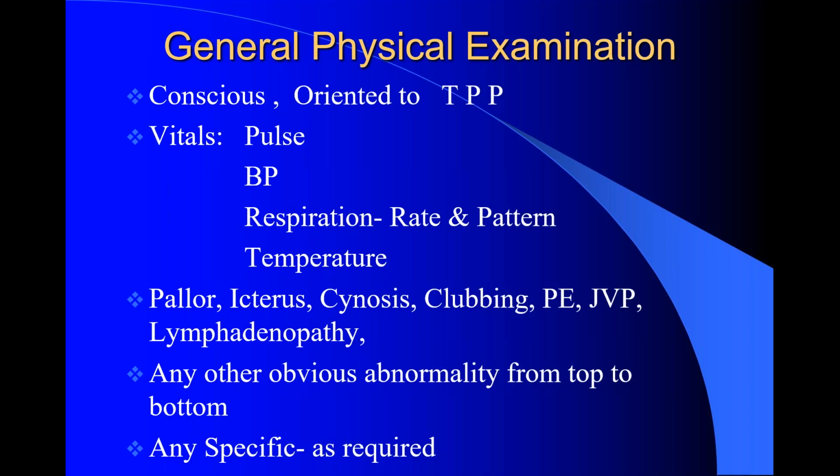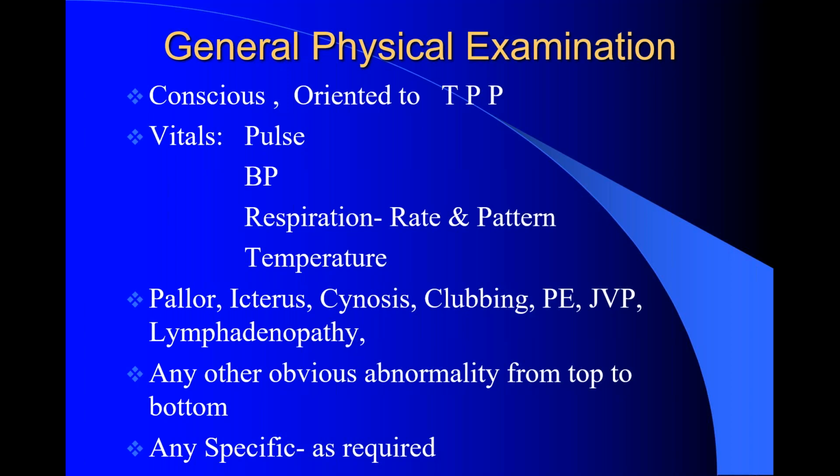Then BP: in other cases, one limb is allowed, but in cardiac cases you have to take BP in all 4 limbs. Similarly, in respiration you have to see both rate and pattern. Rate is just the number, how many times the patient breathes in 1 minute, and then pattern: is it abdominal, thoracic, or thoraco-abdominal? You know, in male it is predominantly abdominal, and in female it is predominantly thoracic. So it is abdominal-thoracic in male and thoraco-abdominal in females.